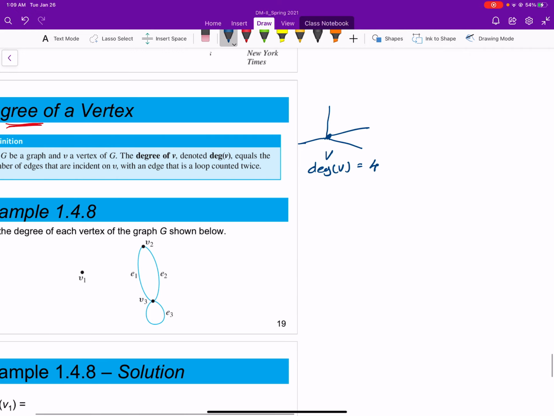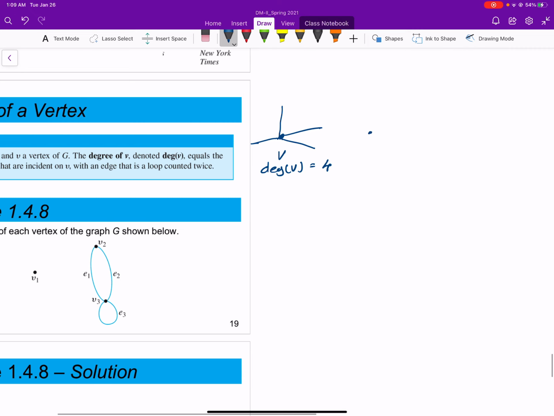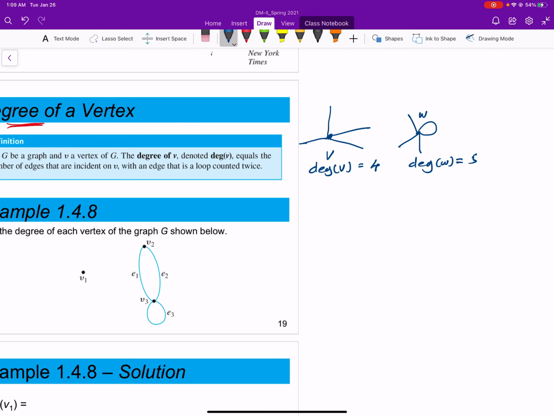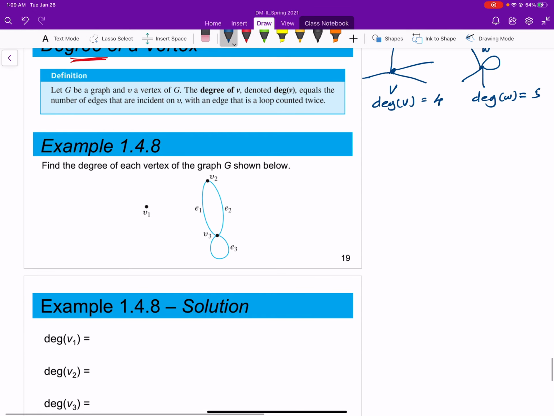All right, the next case: one edge here, one edge here, one edge here, and there's a loop. Let's say this is W. The degree of W is actually 5 because a loop is counted twice. Okay, a loop is counted twice. There's an example.